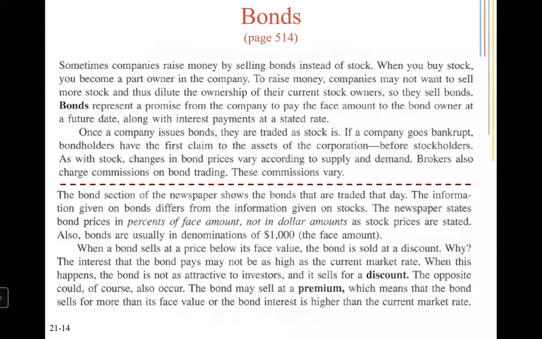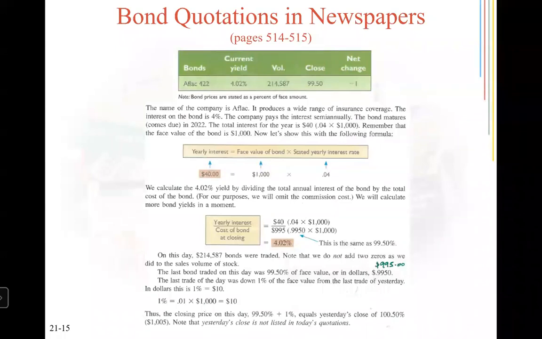The bond also may sell above or below the stated price. If it sells below, it's at a discount. If it's above, then it's at a premium. Okay, so discount and premium simply refer to whether or not the bond is going above market value or below market value. So let's look at this example that appears on page 514 to 515 of your book. So they give you a bond quotation.